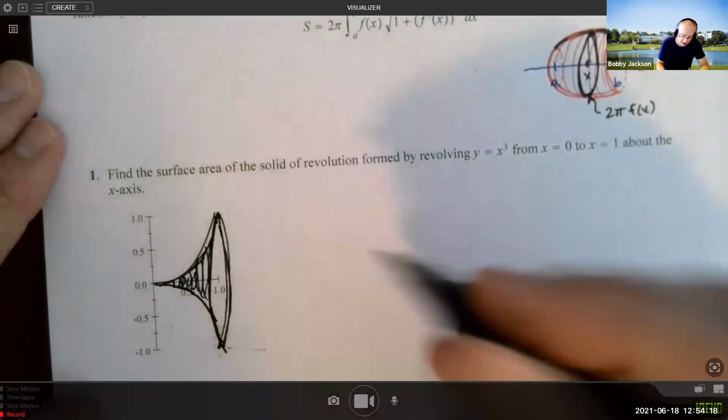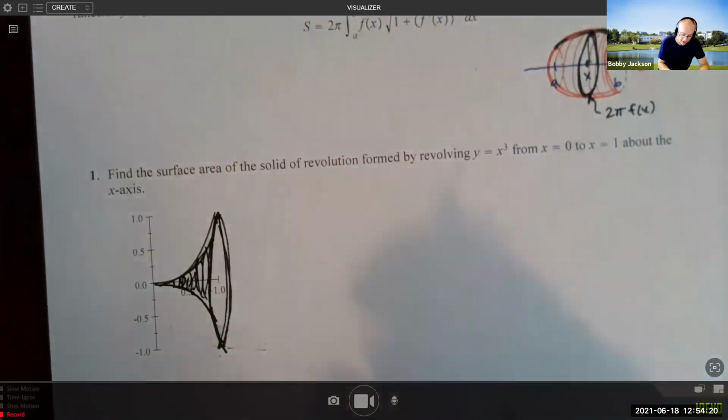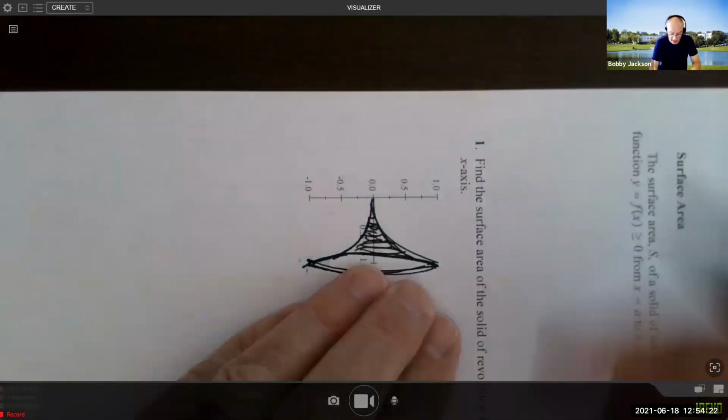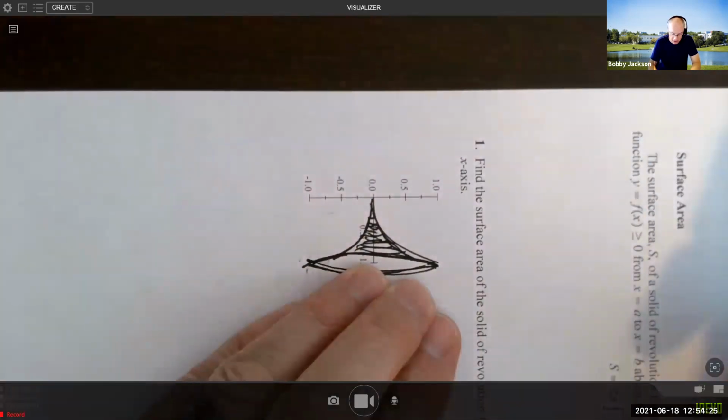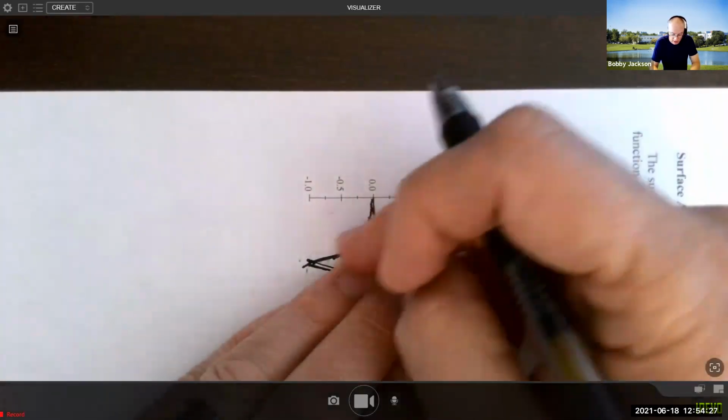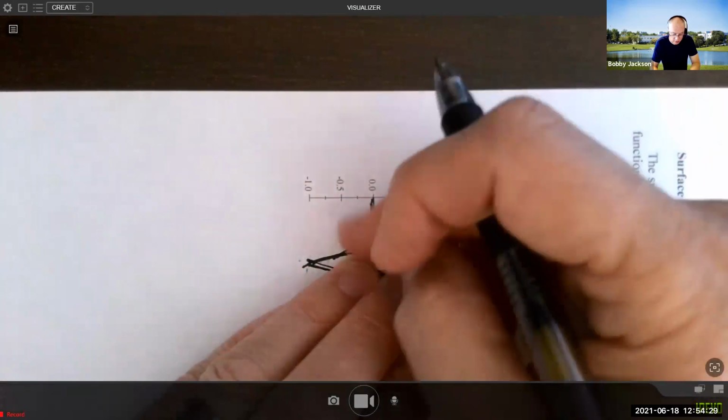What's the surface area? So sort of like if I put it this way and I've got a little sharp tack, don't sit on that, that's going to hurt. But what's the surface area? How much paint would I need to paint this portion? That's the surface area.